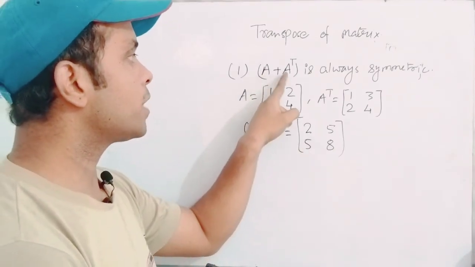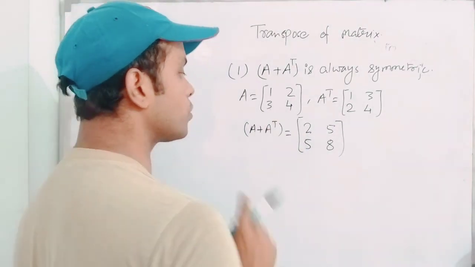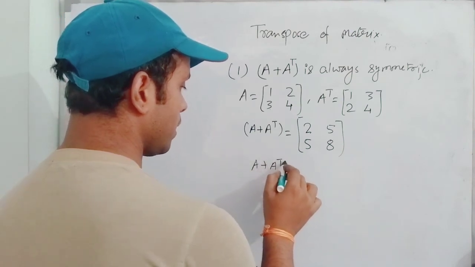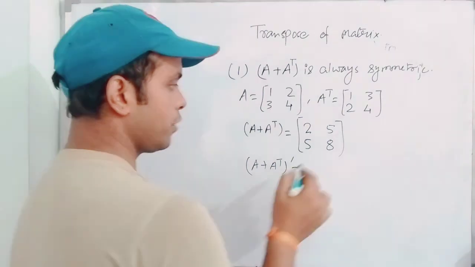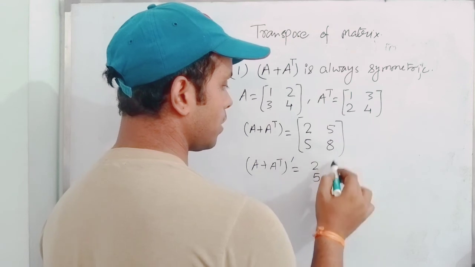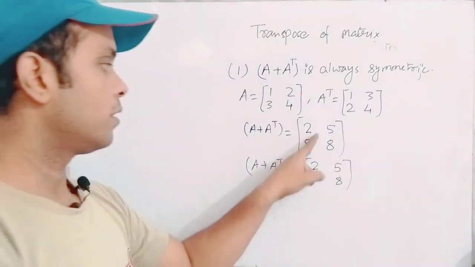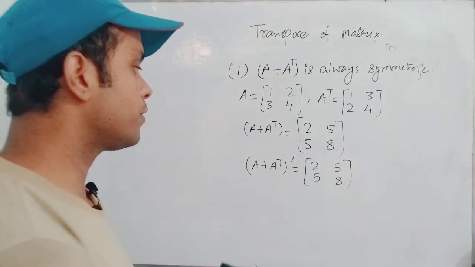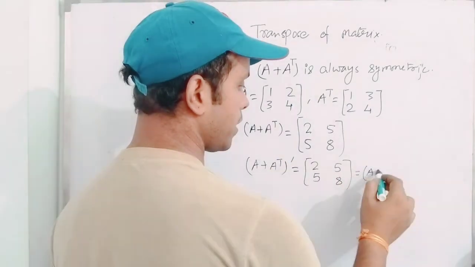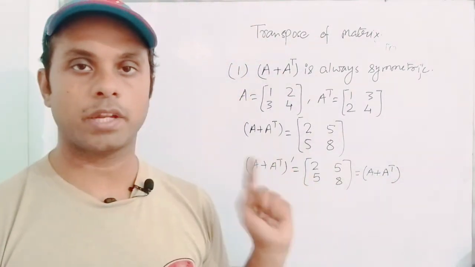Now what is given? A plus A transpose is always symmetric. That means we need to find its transpose now. If we find its transpose, that must be equal to itself only. So find its transpose by changing row and column. R1 became C1 and R2 became C2. Oh, this is the same. Look, they are the same matrices. So the condition is verified that (A plus A transpose) whole transpose is the same as A plus A transpose. So the fact is verified here.